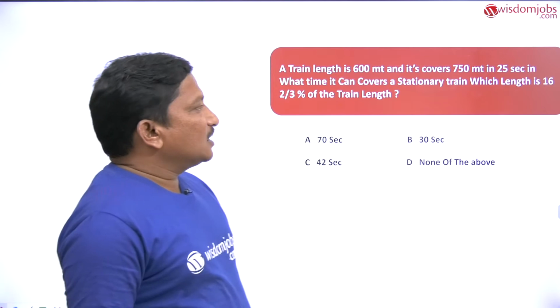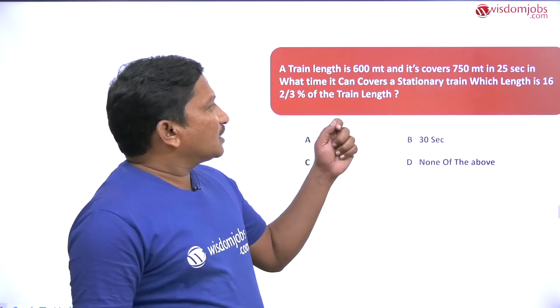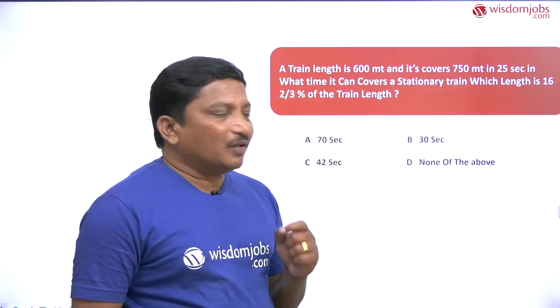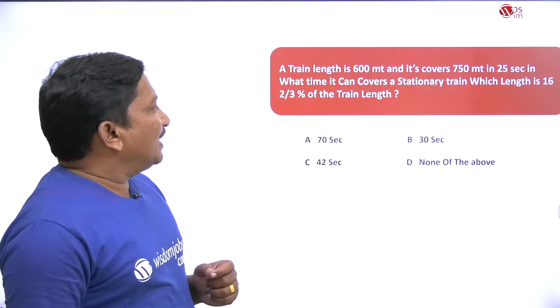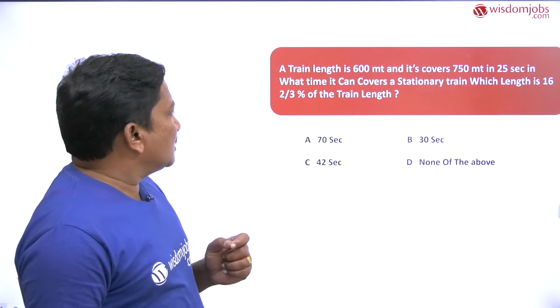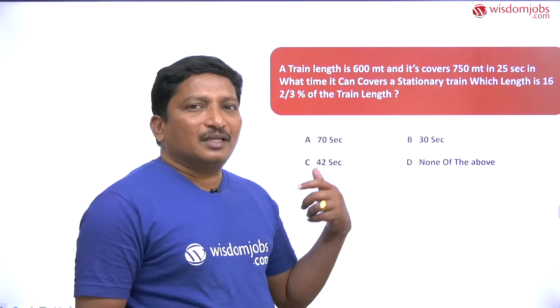Let's move on to the topic, dear students. The train's length is 600 meters, and it covers 750 meters in 25 seconds. In the same time, it can cover a stationary train whose length is 16 and 2/3% of the train length.